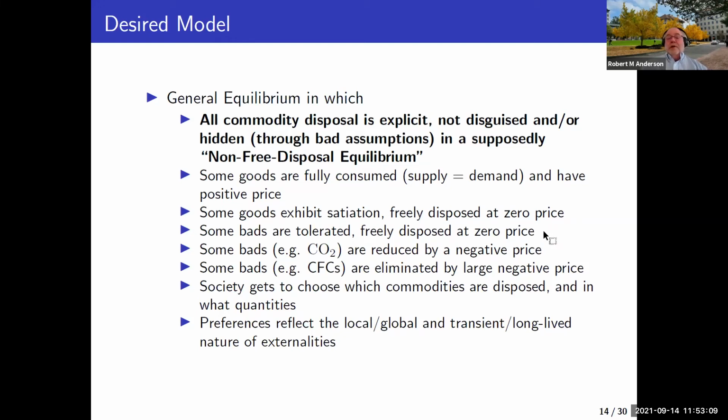Some bads are tolerated, okay? Some will just choose to tolerate. We've done that with CO2 emissions for a long time. We can no longer do that, but some will choose to tolerate. Some bads will be regulated by a negative price, and some are eliminated, like CFCs, by a large negative price. And it's a choice variable which commodities are disposed and in what quantities. And preferences of agents reflect the global and local dichotomy and transient long-lived nature of externalities.